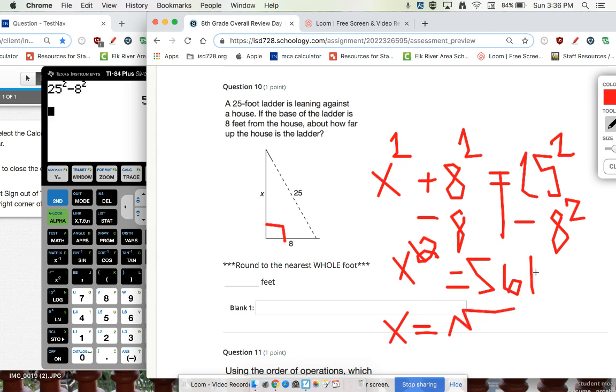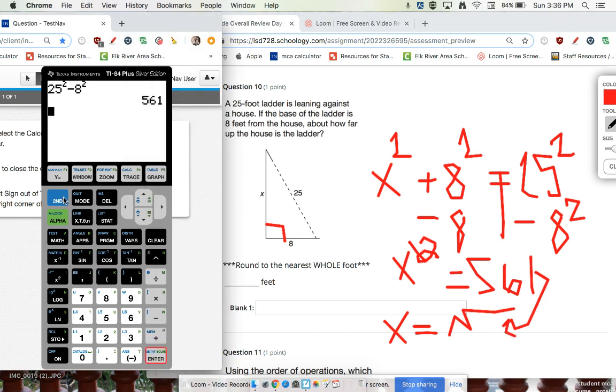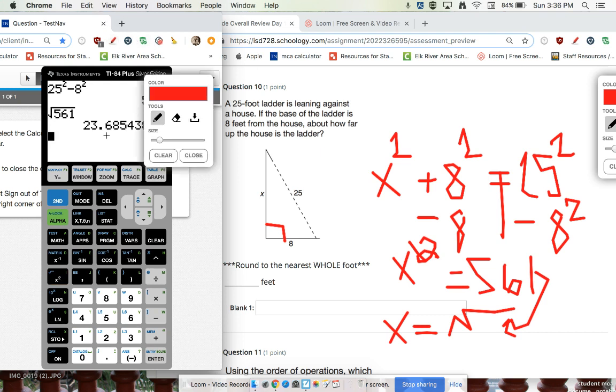And then I'm just going to show you that you put that in there. Okay, so I'm going to square root right here, so that's above the square. Square root 561, hit enter, and it tells me to round to the nearest whole. So I'm looking at the 6. The 6 tells me to go up, so it has to be 24.